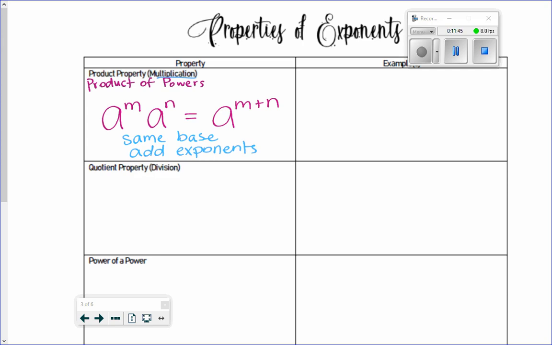So let's put a couple of examples over here on the side. I'm going to do 3x squared times 4x to the power of 5. What's the exponent with my x going to be here? 7, because 2 plus 5 is 7. But what about that coefficient? 12, because I multiplied that like normal since it doesn't have an exponent. So 3 times 4 is 12. It's just the exponent that comes from 2 plus 5.